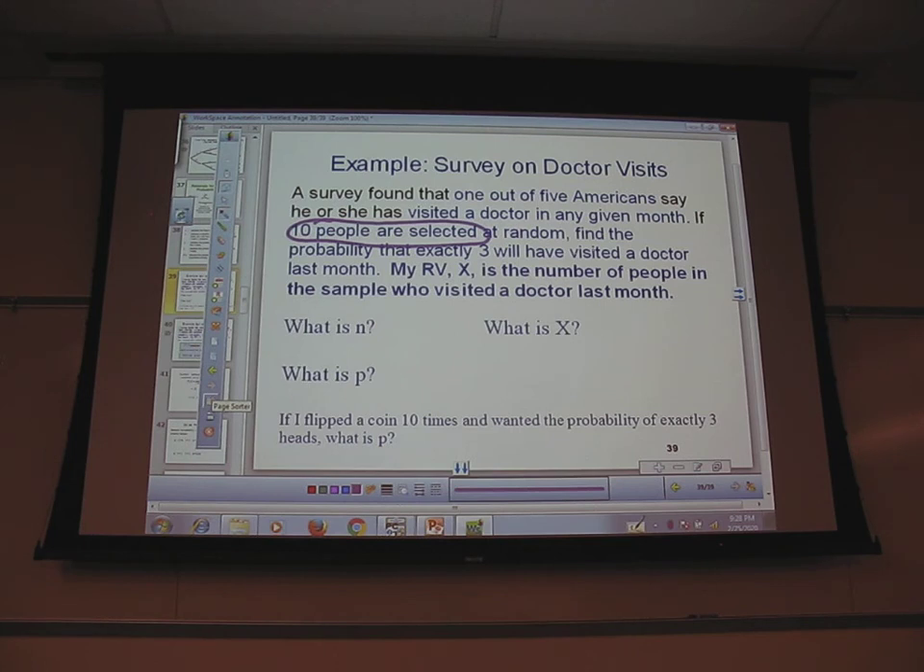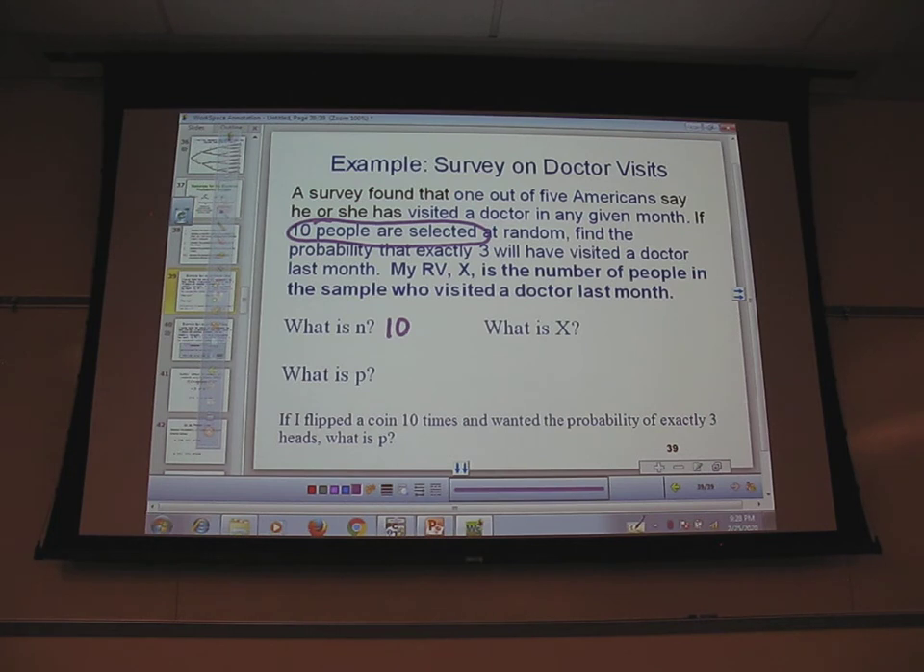Do you guys understand that part? Does that make sense now, kind of? I'm selecting 10 people, so that's my N. It's the number of things that you select. Select is the key word there. Select or pick or something along those lines, or you flip the coin or you do something like that.